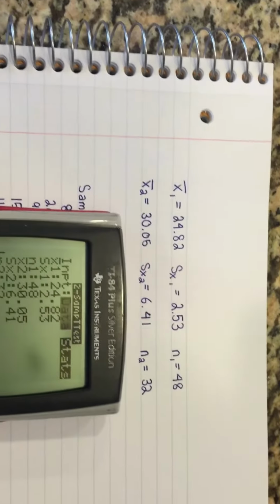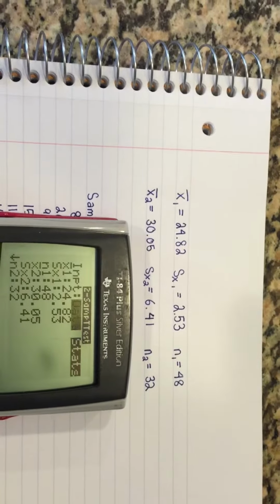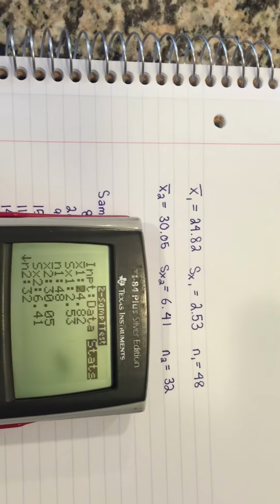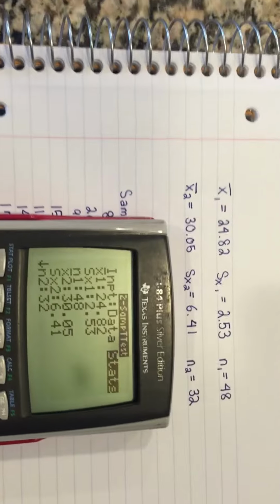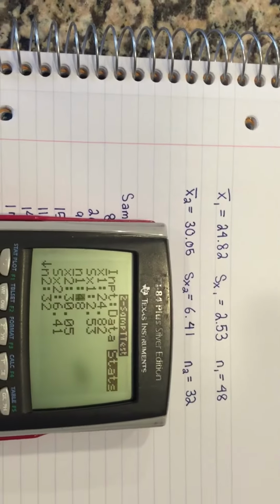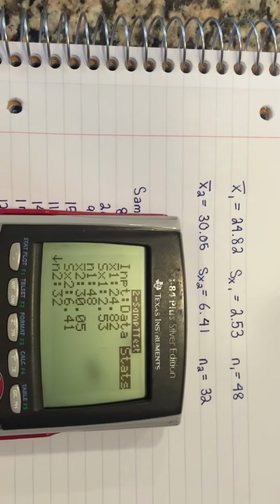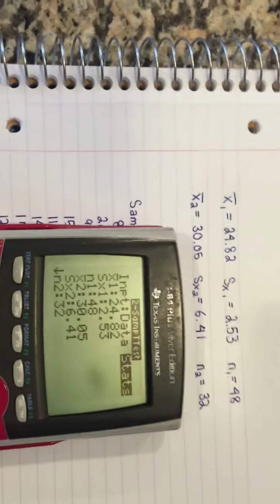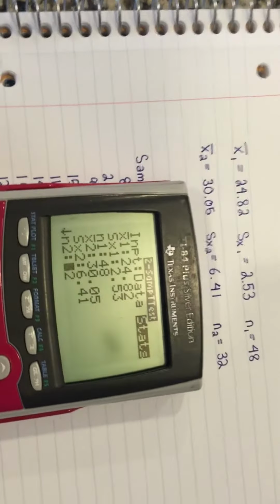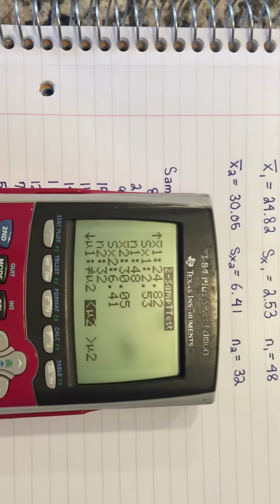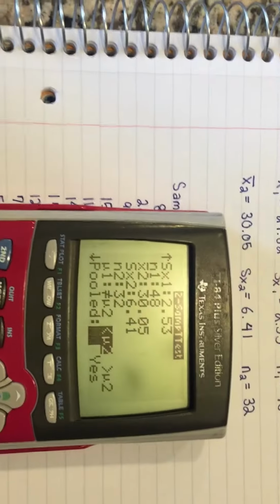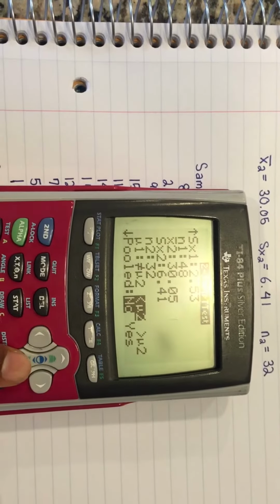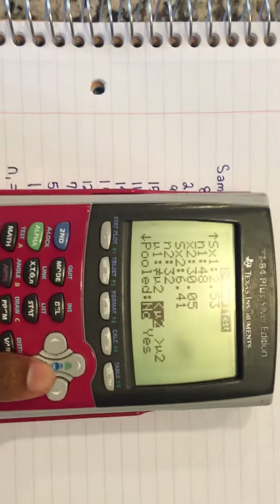We put 24.82 in X bar 1, 2.53 for the standard deviation of 1, and 48 as the sample size of 1. We put 30.05 as the X bar 2, 6.41 as the standard deviation of 2, and 32 as the sample size of 2. We never pool the data for a test of a difference between two means.